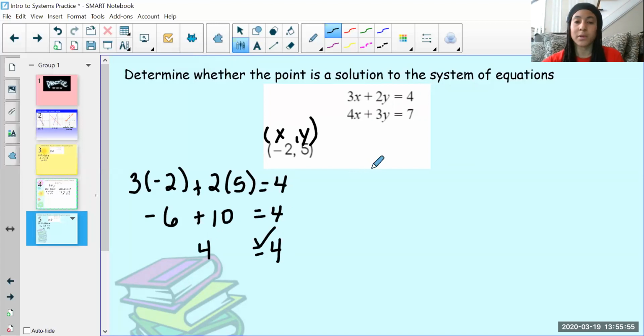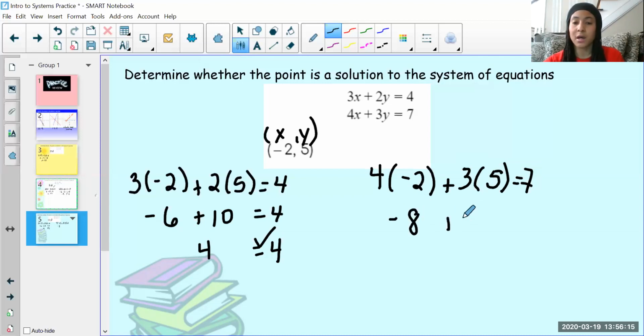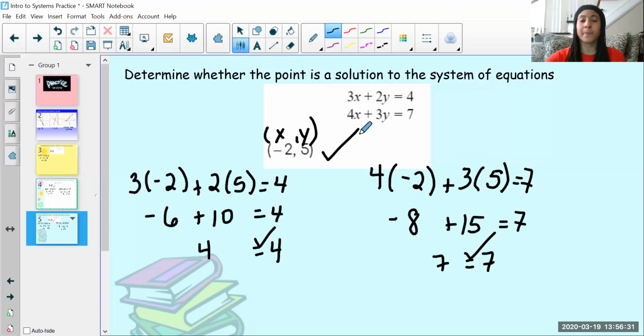One more time with the second equation. 4 times -2 plus 3 times 5 equal to 7. 4 times -2 is -8. 3 times 5 is a +15. And does it equal 7? -8 plus 15 is 7, and 7 is equal to 7. So this checks out as well. So this one is also a solution to this system of equations.